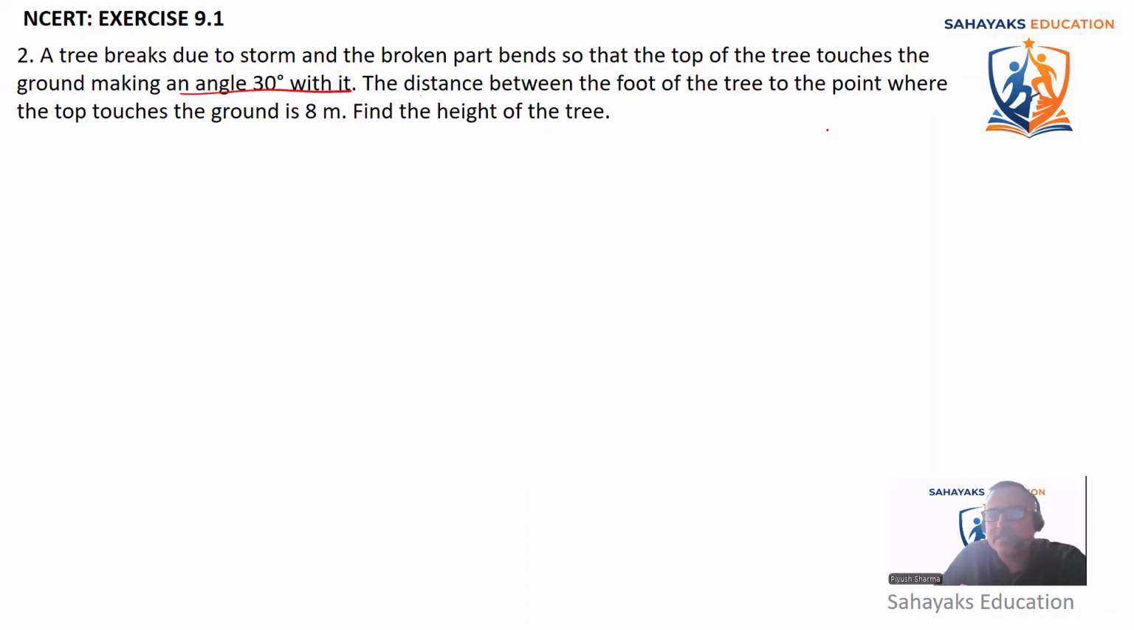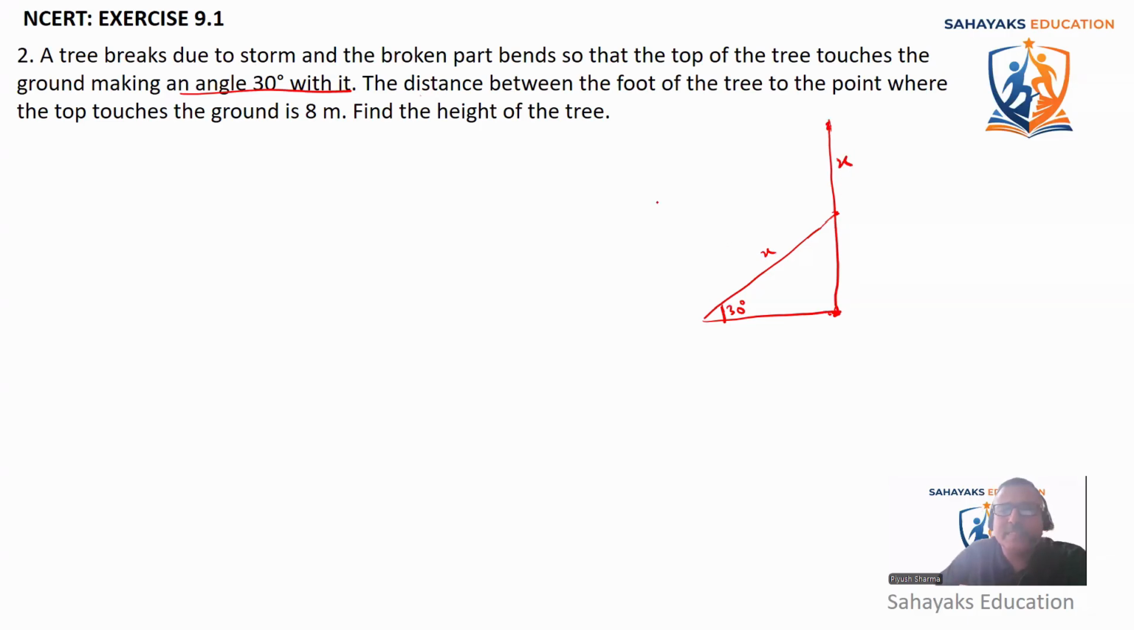So there is a tree, okay? So this was a big tree from here till here. During the storm, it broke from here, and this part, say, was X. This is broken down and it is touching the ground now, at an angle of 30 degrees. So this will be X again. If this was X, so this will also be X.